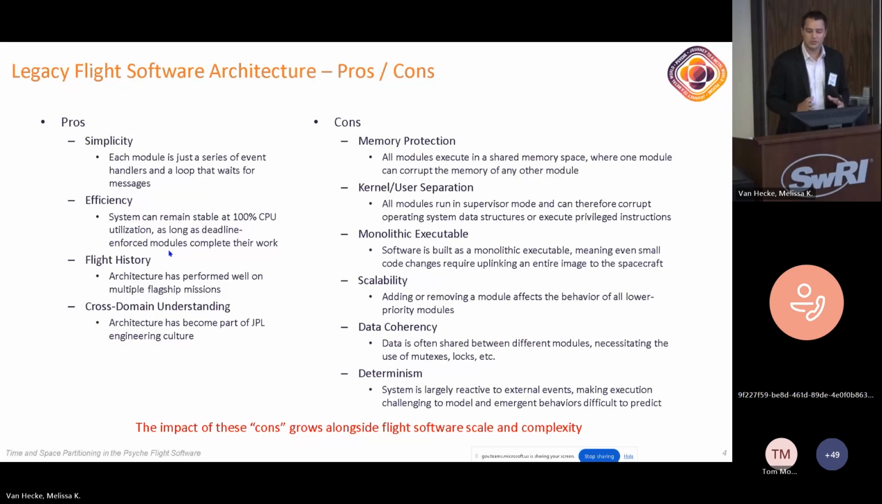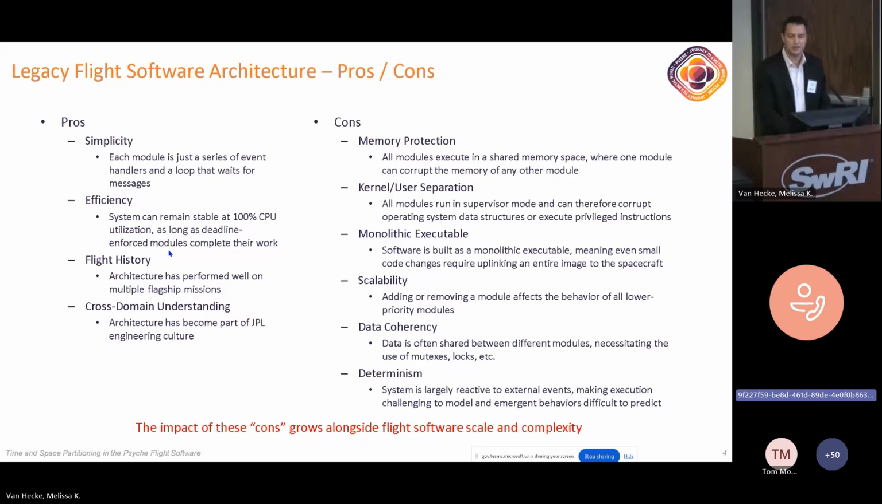Also, the executable that is built with this flight software is a single monolithic executable, meaning that if we want to update the flight software in flight, we're going to need to upload the entire executable again. And that's like 20 to 30 megabytes, and at low downlink rates, that's a significant operational impact. This architecture also has issues with scalability, because if you add a module that has a higher priority, all of the modules with lower priorities will have their execution timing and characteristics change, because what you just introduced is going to start stealing CPU time.